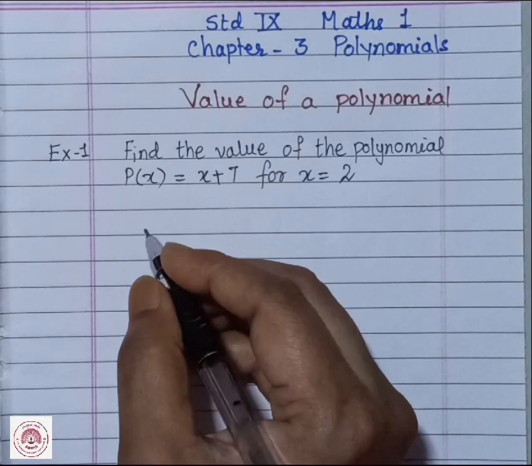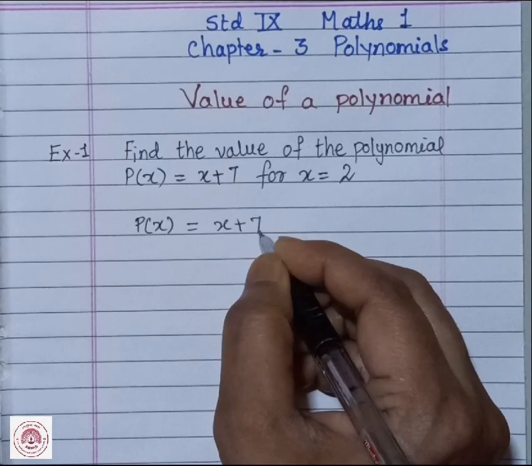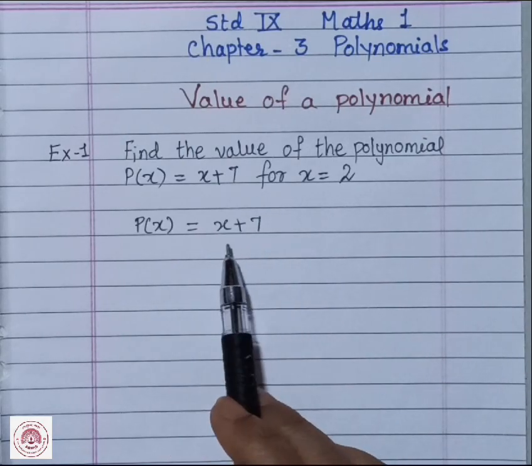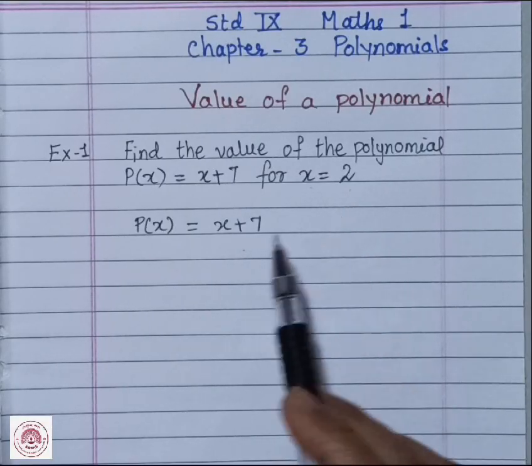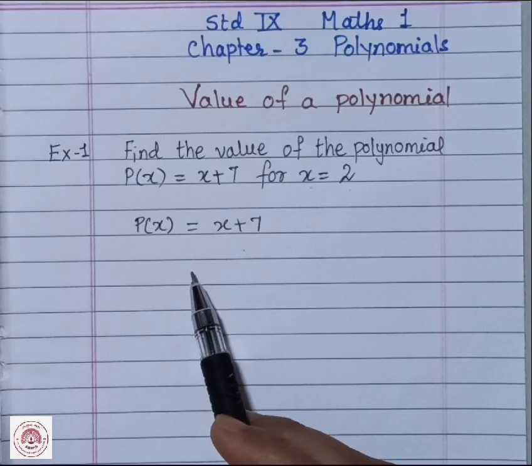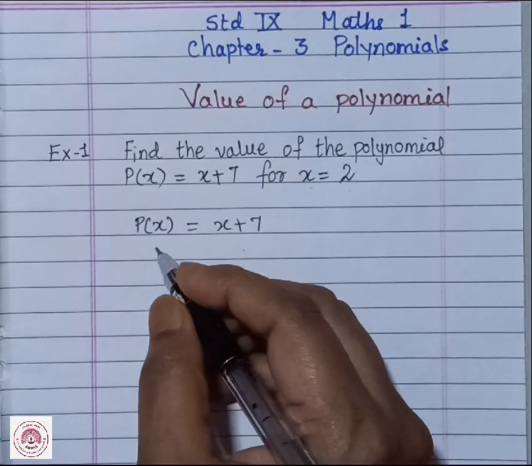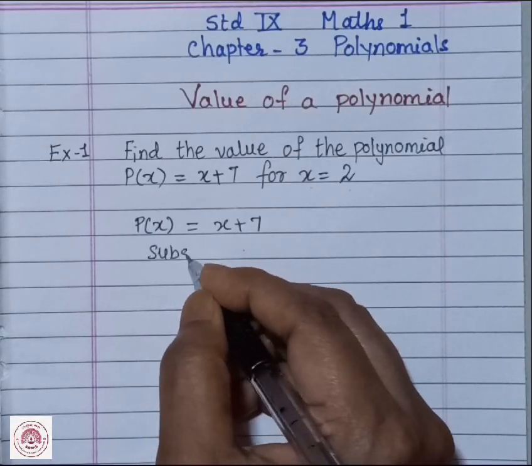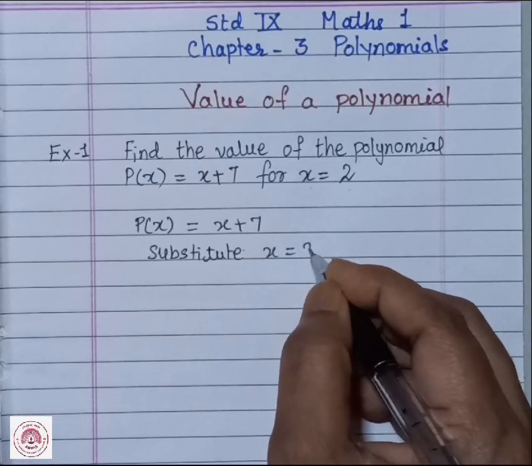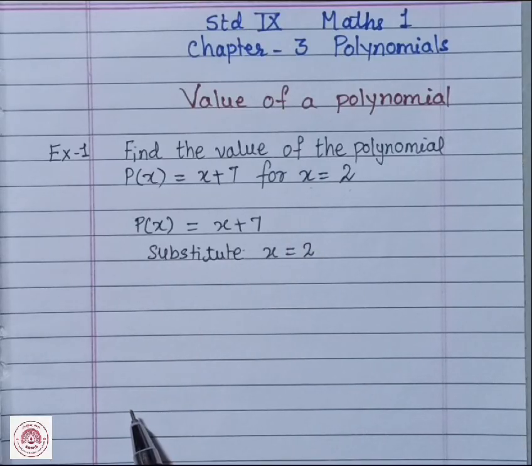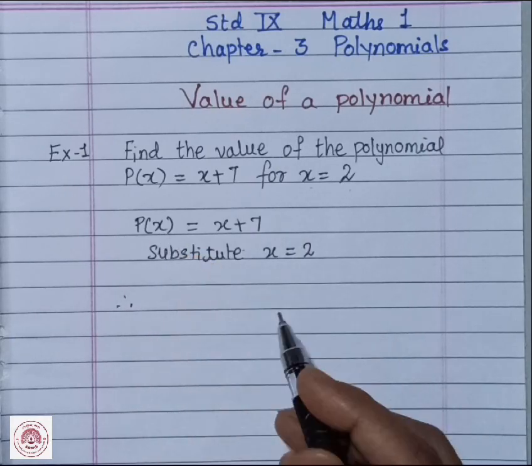Here the given polynomial is p of x equals x plus 7, and we have to find the value of this polynomial for x equal to 2. So we will replace x by 2. Okay, so let's substitute x equal to 2 in the above polynomial. Therefore we will replace the variable x by 2.